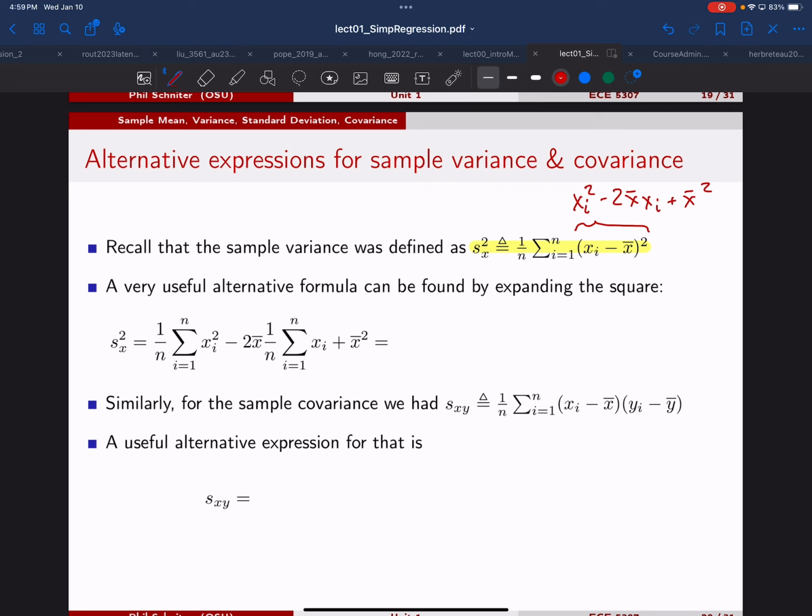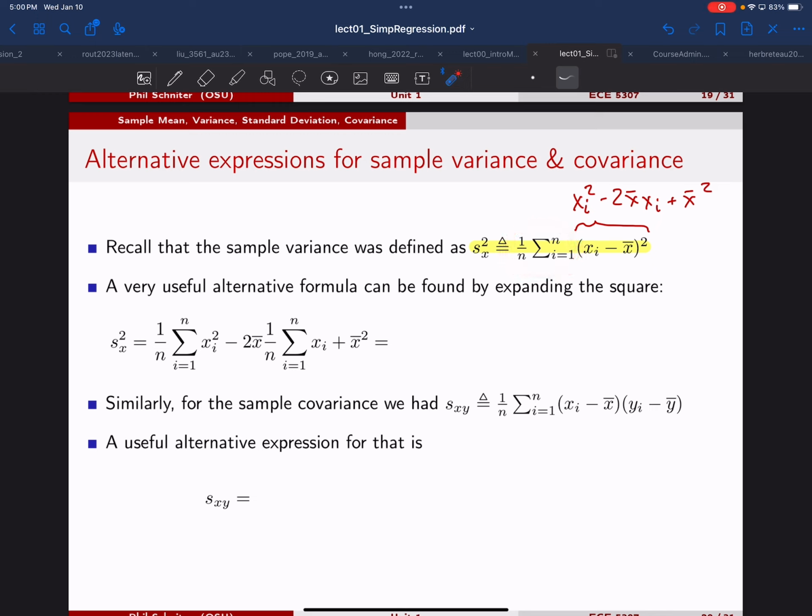Right? I'm just taking the quantity xi minus x bar squared, and I'm multiplying that by itself, collecting terms, and this is what we get. So now let's go one step further, and we have here essentially like an averaging operation. This averages across the i variable.